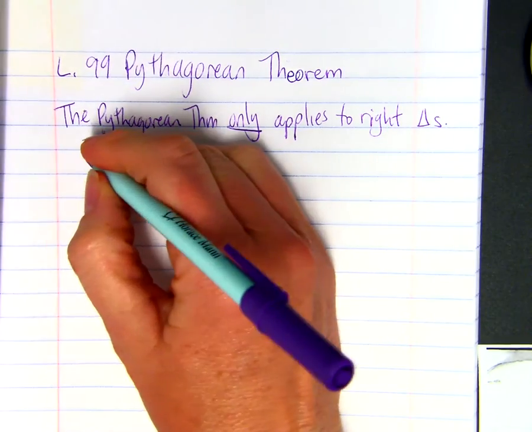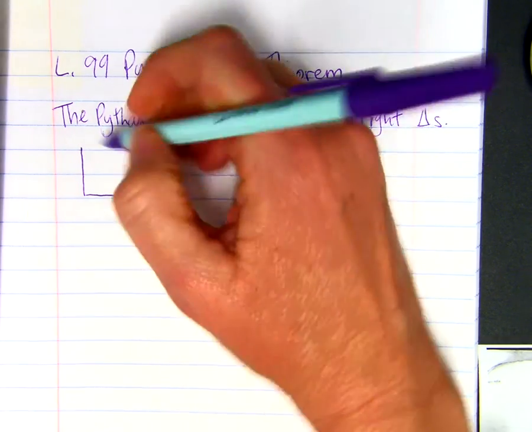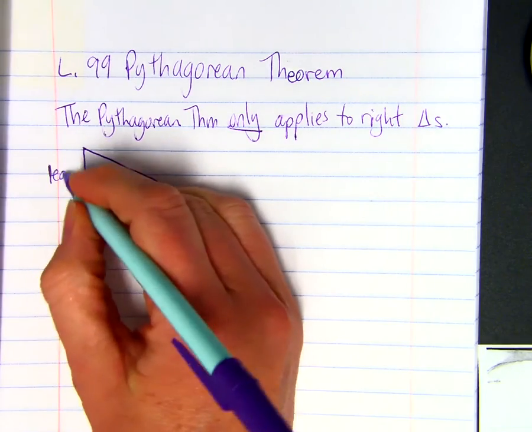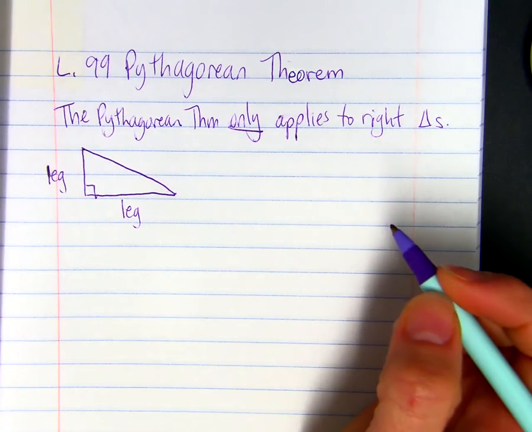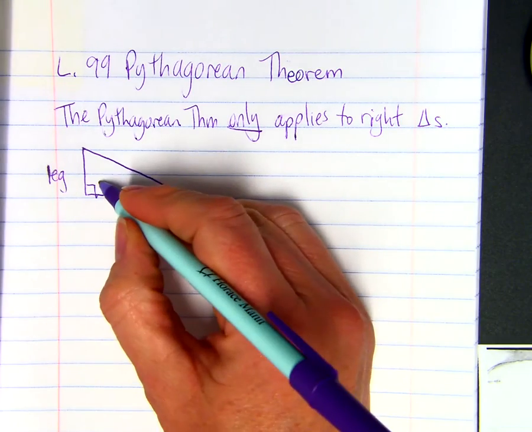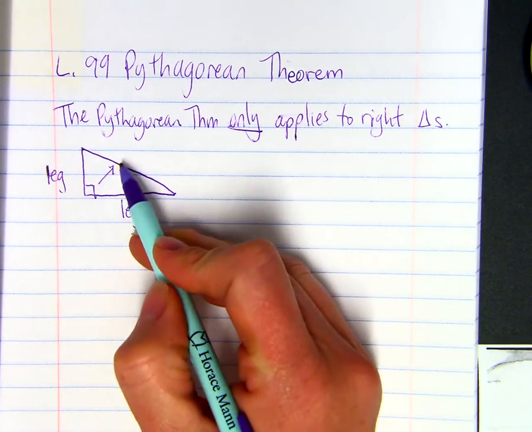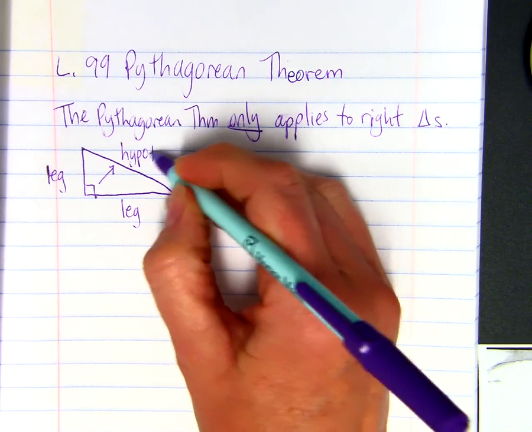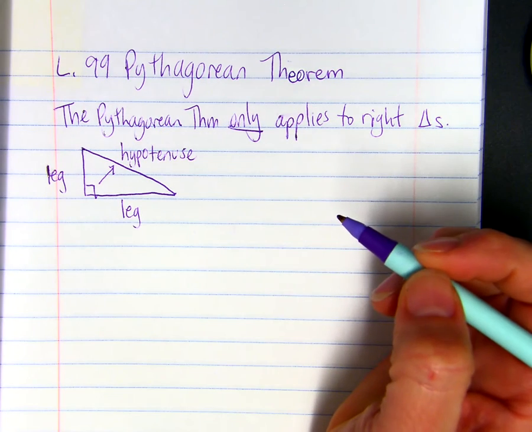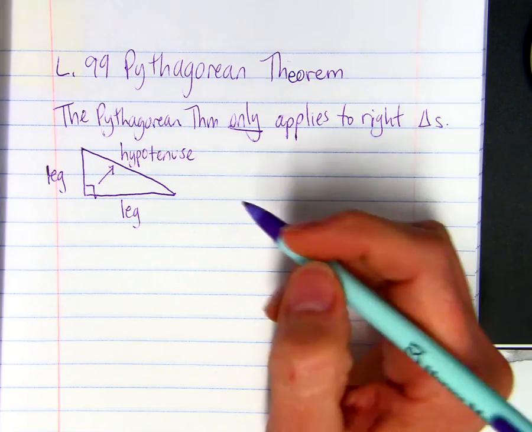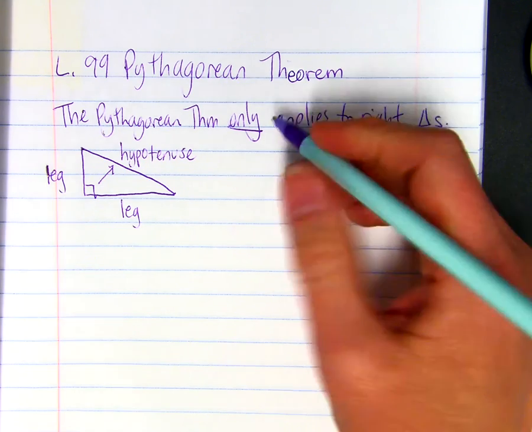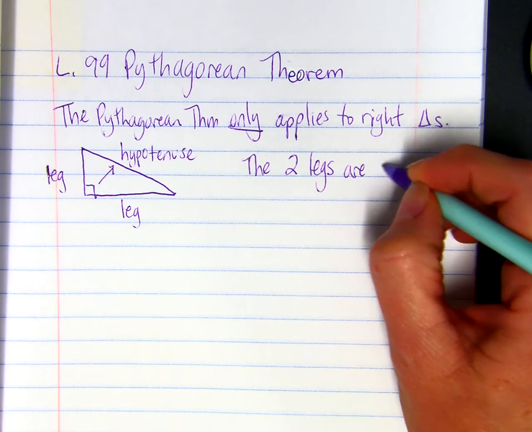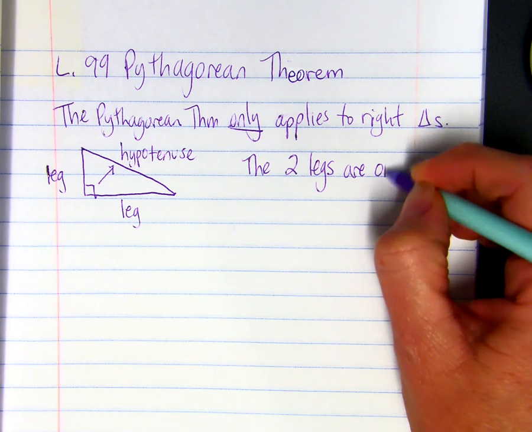Okay, so when you're looking at a right triangle, let's draw one. These two sides that are perpendicular are called legs. And the side across from the right angle, the one that's just straight across, is called the hypotenuse. Can you all say hypotenuse? Hypotenuse. Yes. Hypotenuse. Okay.